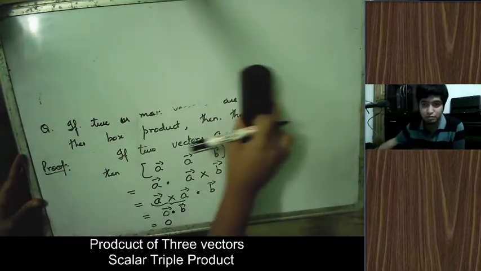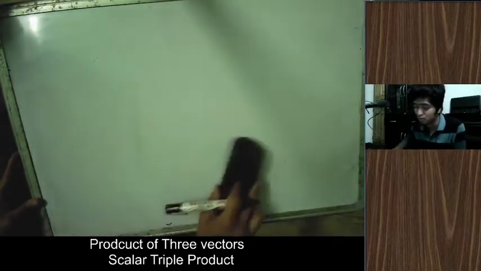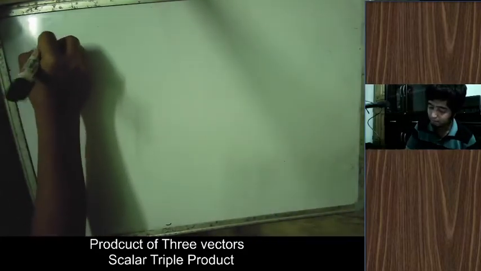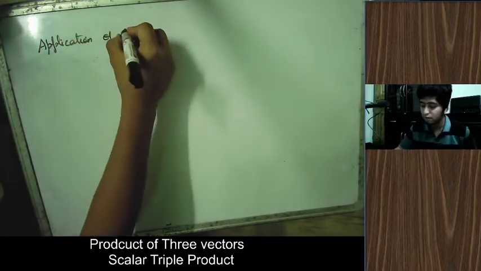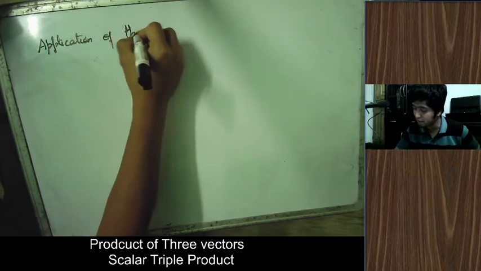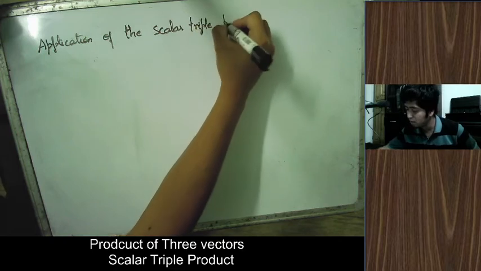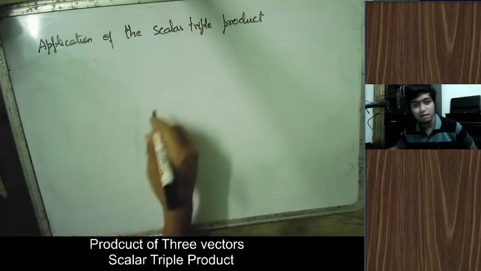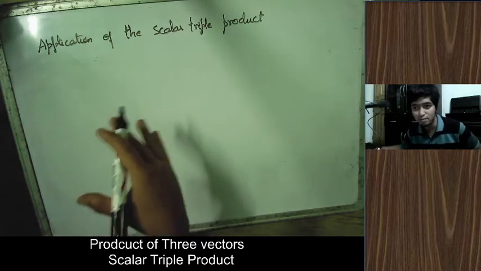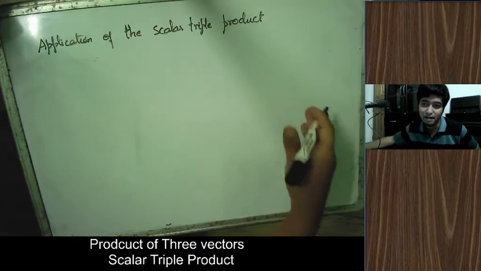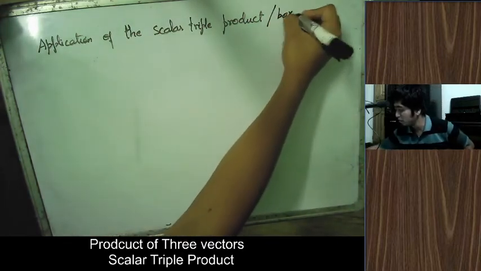So now what I will do is highlight a very important application of this box product, the scalar triple product. Okay, I forgot to mention the scalar triple product. It is also called the box product. It is called the box product because it gives the volume of that box. Scalar triple product, or the box product.